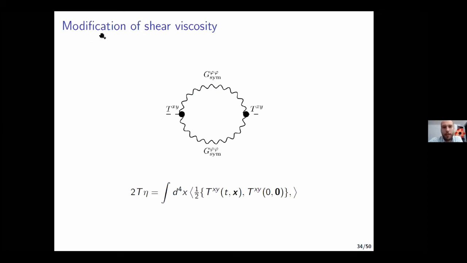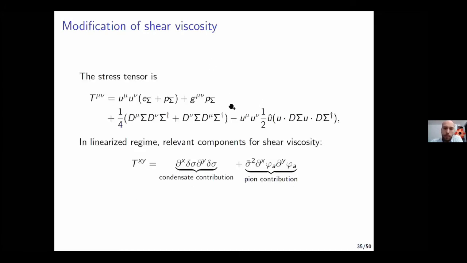In the case of the shear viscosity, you're going to be looking at diagrams like this. You'll have some insertions from the stress tensor and you'll have propagators. You'll have another diagram as well. You'll have G phi phi and also G sigma, G sigma. You see that by looking at the stress tensor. This is something that Derek also had on his slides before. You'll see that you have this ideal piece where the energy density and the pressure have been redefined.